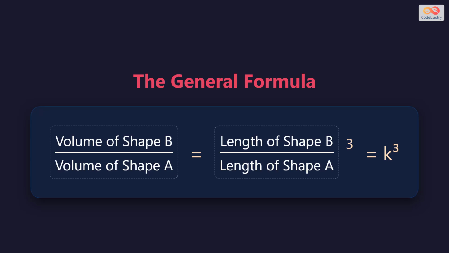So, here is the general formula you can use for any similar shapes. The ratio of their volumes is equal to the ratio of their corresponding lengths, raised to the power of 3. In short, the volume ratio equals K cubed.